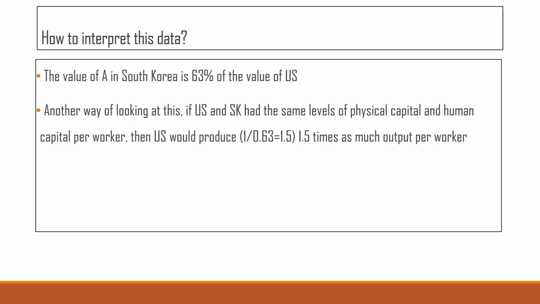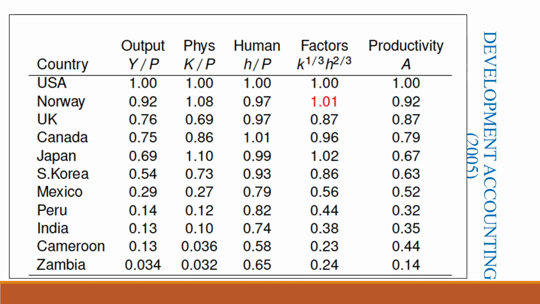And another way of looking at the same data will be that if US and SK, South Korea, that is, had the same levels of physical capital and human capital per worker, then US would produce 1 over 0.63, that is 1.5 times as much output per worker as South Korea. Okay. So, similarly you can interpret the other numbers here as well.